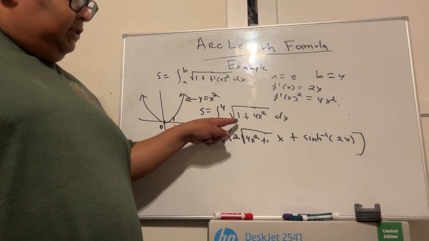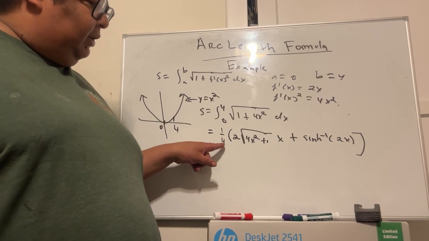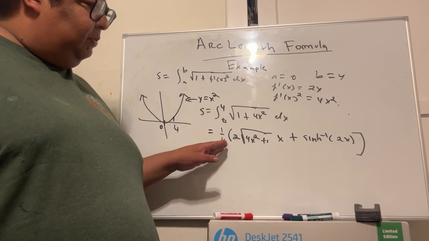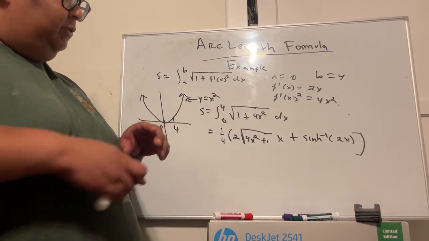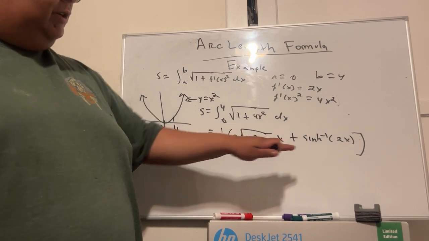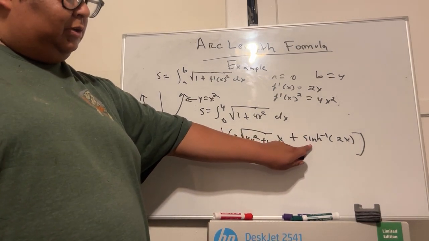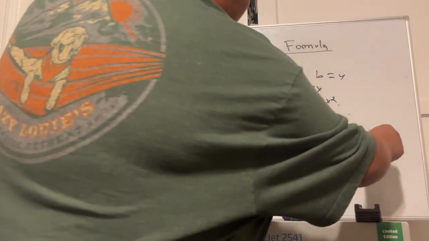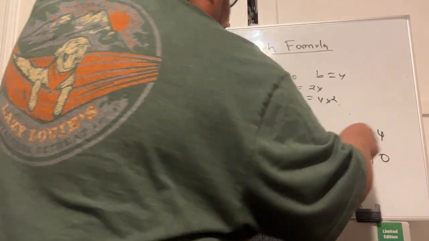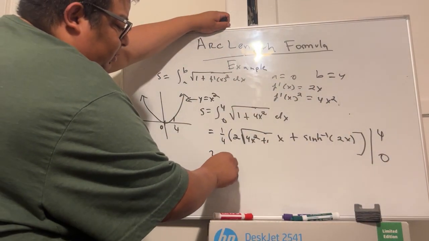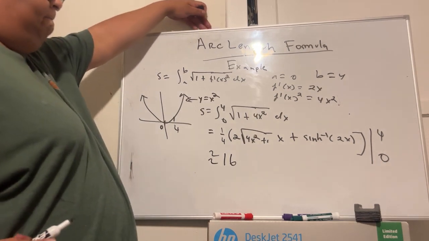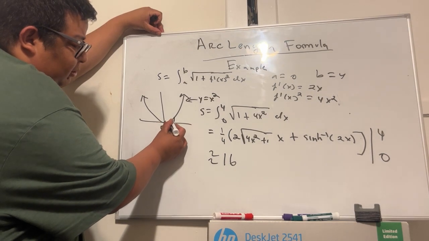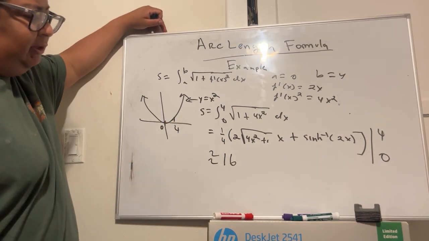So, as you would expect, this integral is not easy to do, but I found a table that gives me the solution to the integral. So it is this here. It involves an inverse sinh. So now all we have to do is go from 0 to 4, and this is approximately 16. So you would say that from here to here is approximately 16.